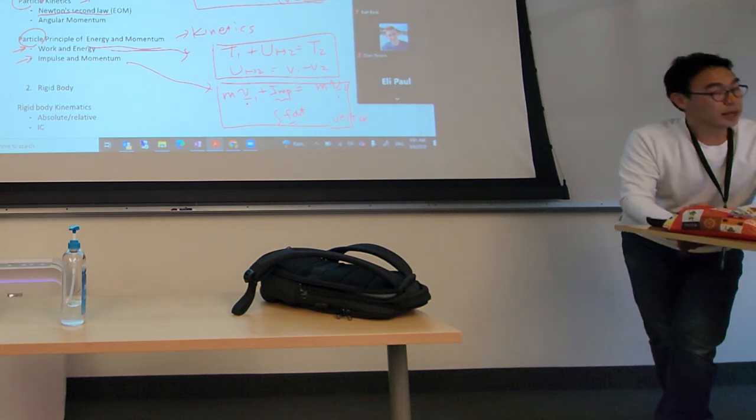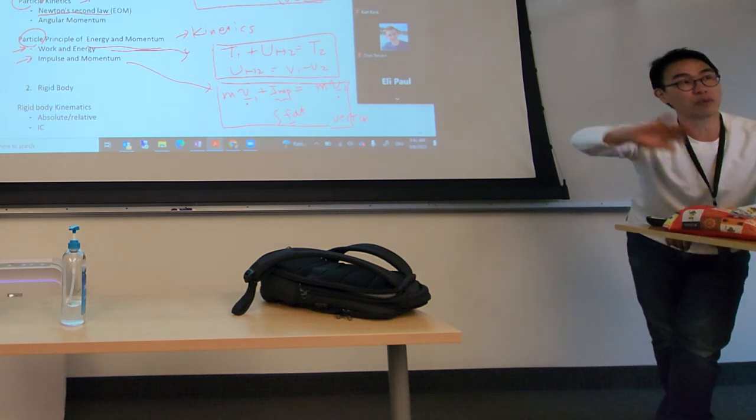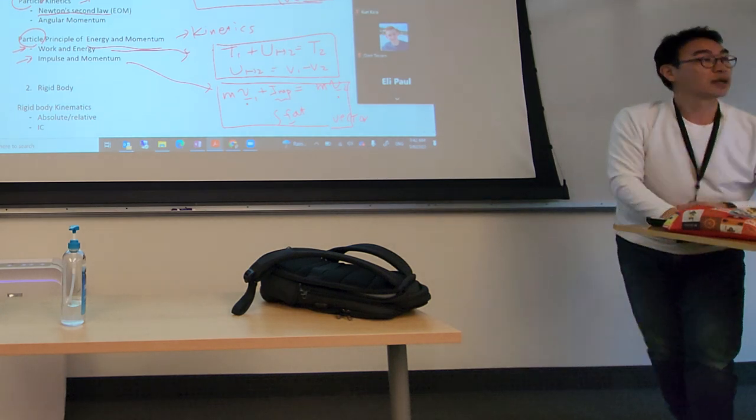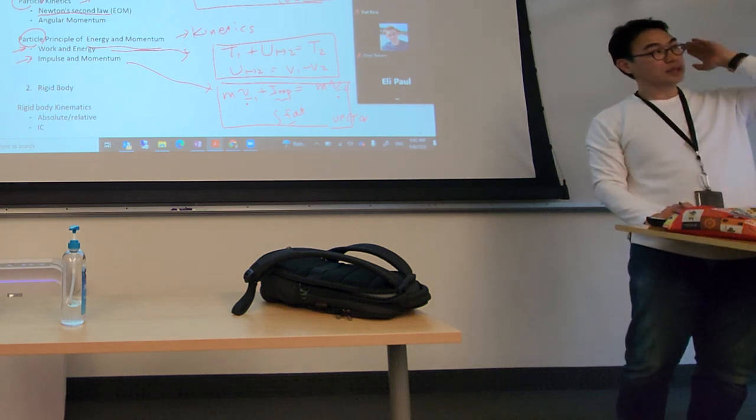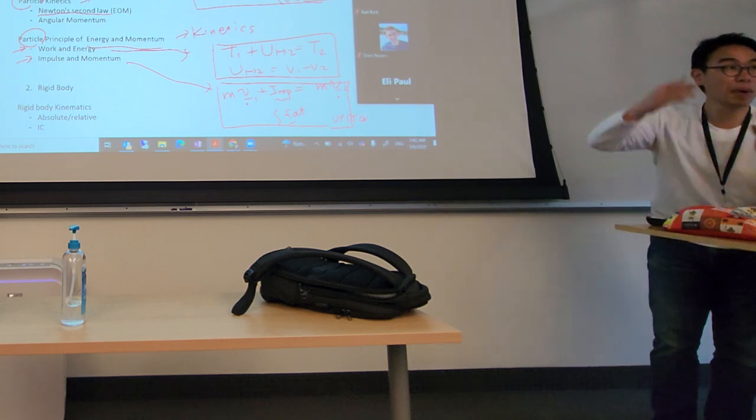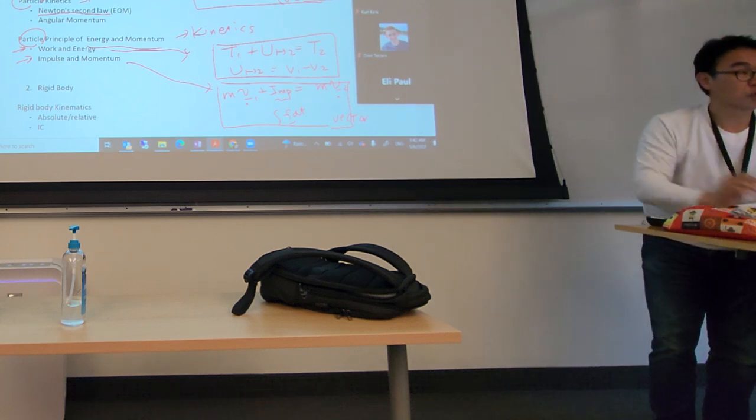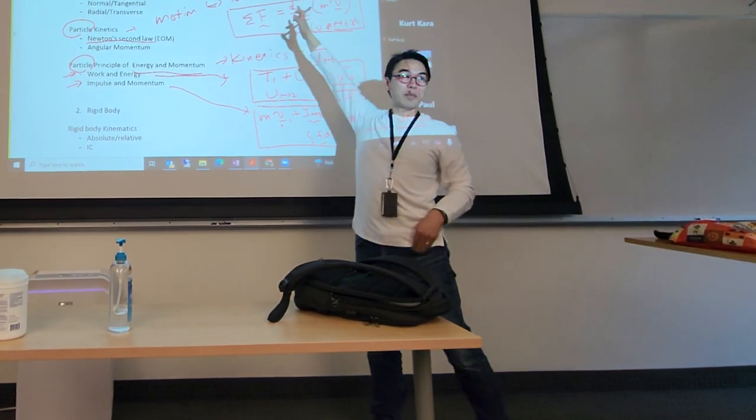But the work and energy method, the equation is a scalar equation. You don't need to worry about directions. You only need to worry about the magnitude of velocity and the work. Work is a scalar quantity. It is not a vector. So you only have the magnitude, total work. So far so good? So this is about half of your dynamics.